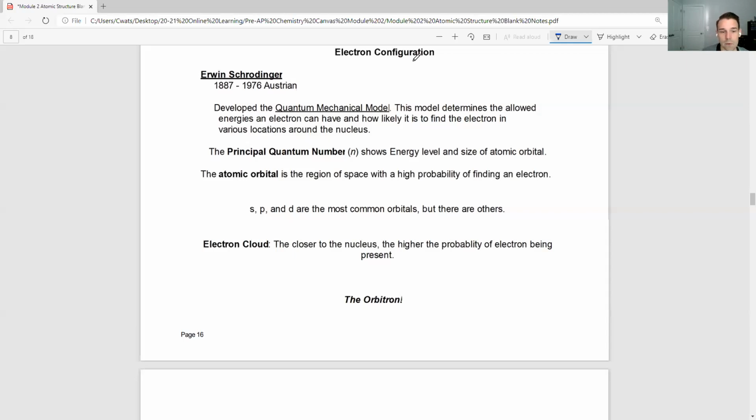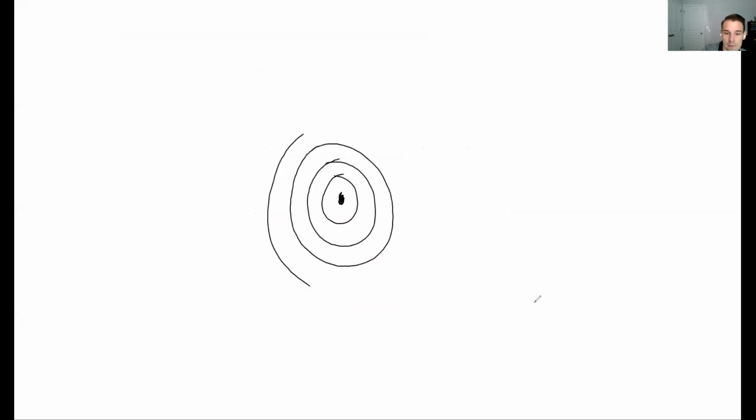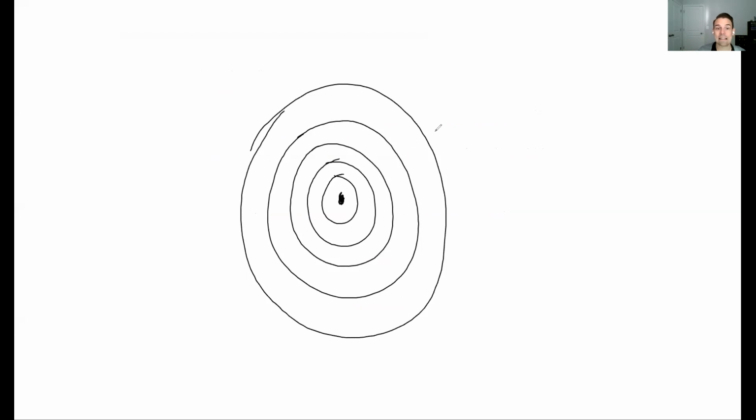Okay, so we have the principal quantum number, which is n, shows the energy level and the size of the orbital. So, hopefully it makes sense to you, as we get to more energy levels, like I showed you previously in the last video, now we know this isn't what it really looks like, but this is a good way to visualize it. You can just see that the size of it is getting larger.